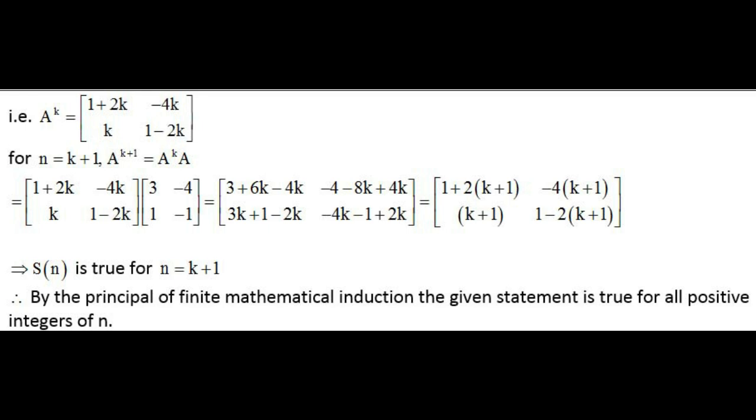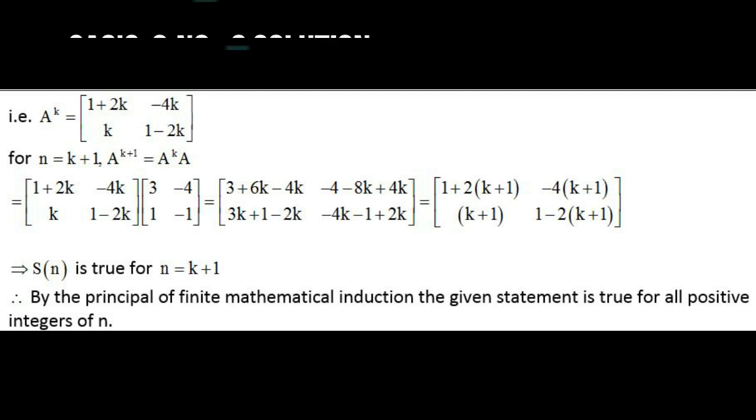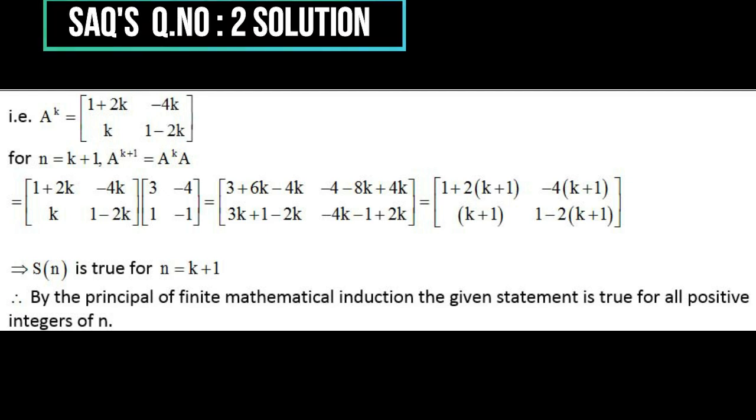minus 4 plus 4k. Next, multiply the second row with first column. 3k plus 1 minus 2k is the third element. Next, multiply the second row with second column. Minus 4k minus 1 plus 2k. Simplifying, we get the required value. Therefore, it is true for n is equal to k plus 1. Therefore, by the principle of mathematical induction, the given statement is true for all n belongs to capital N.